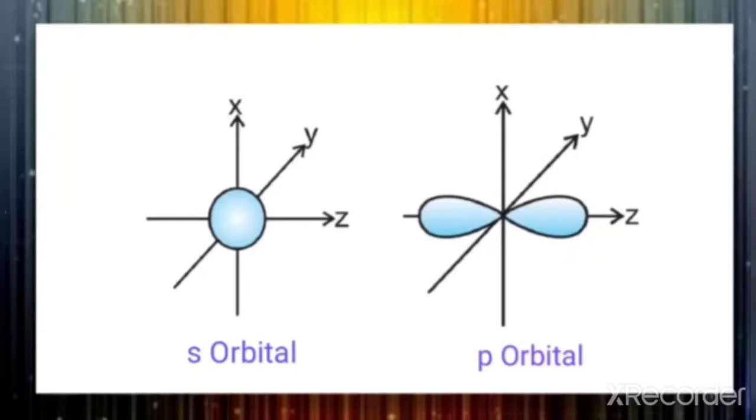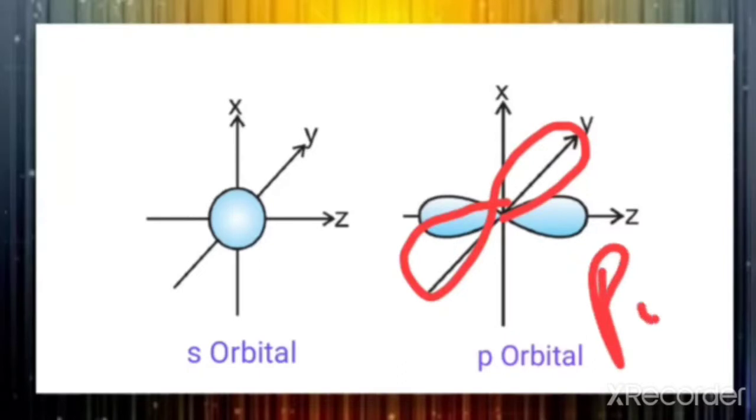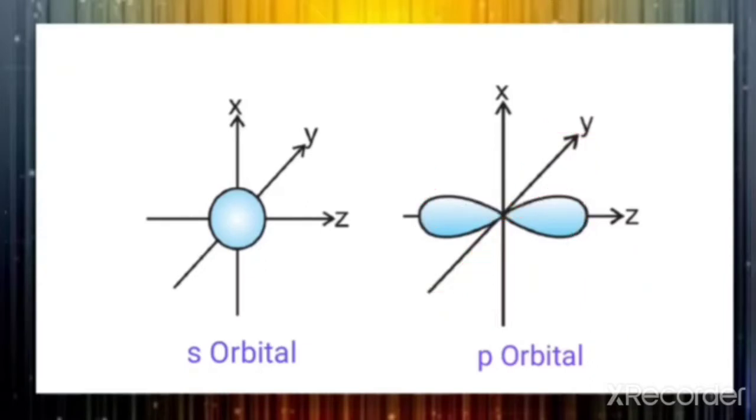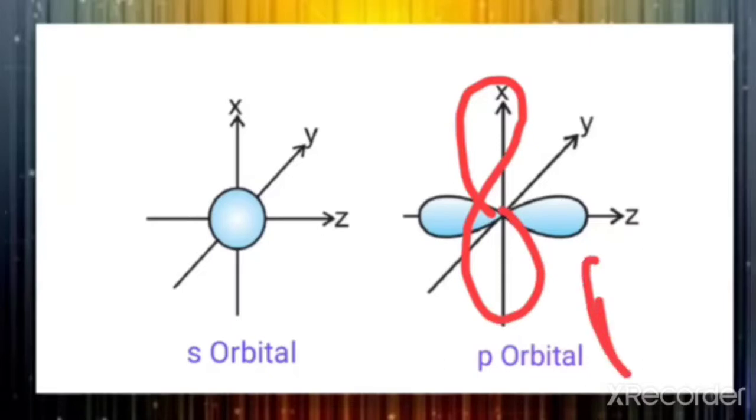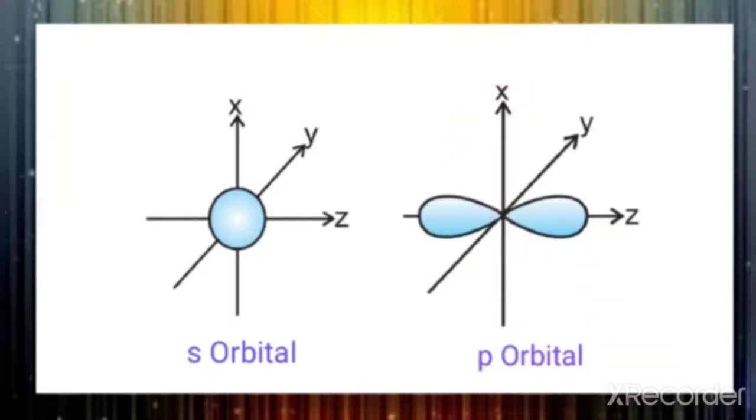And when the lobe is on the y-axis, it is called py. And if it is on the x-axis, then it is called px. So the s orbital is non-directional and the p orbitals, px, py and pz, are directional. When the atoms approach each other, their atomic orbitals overlap.